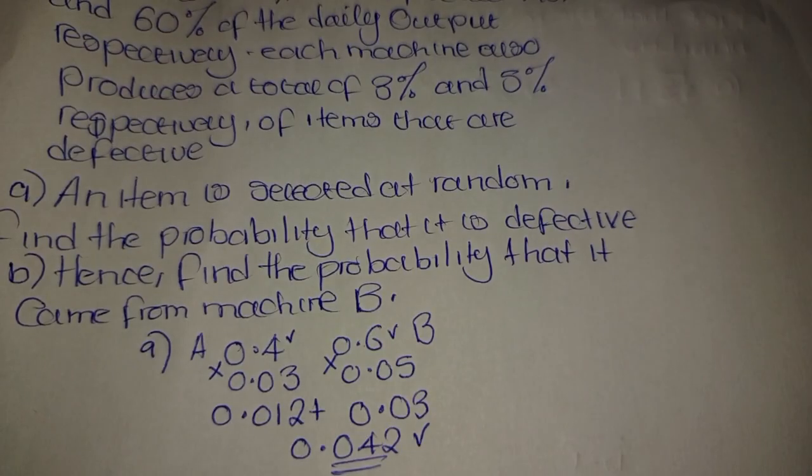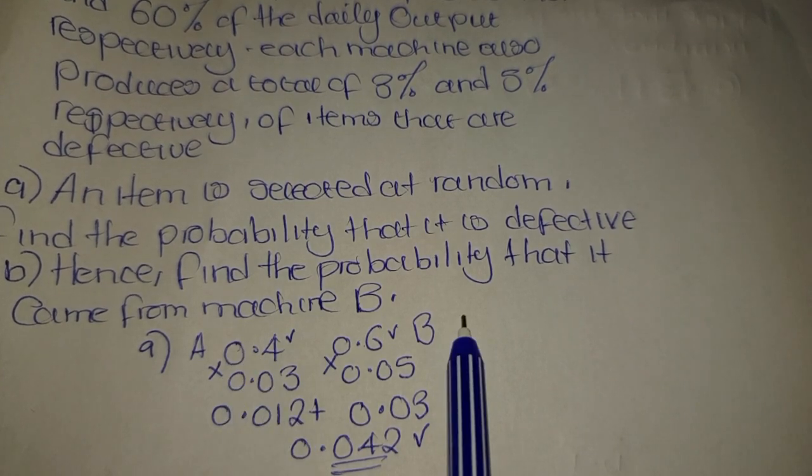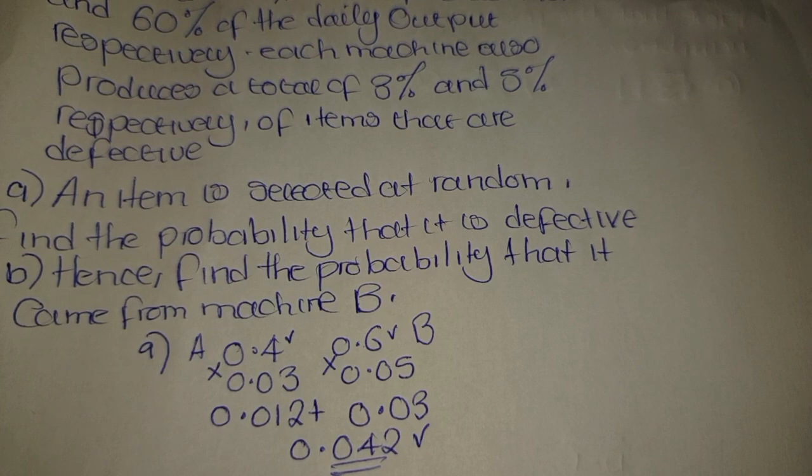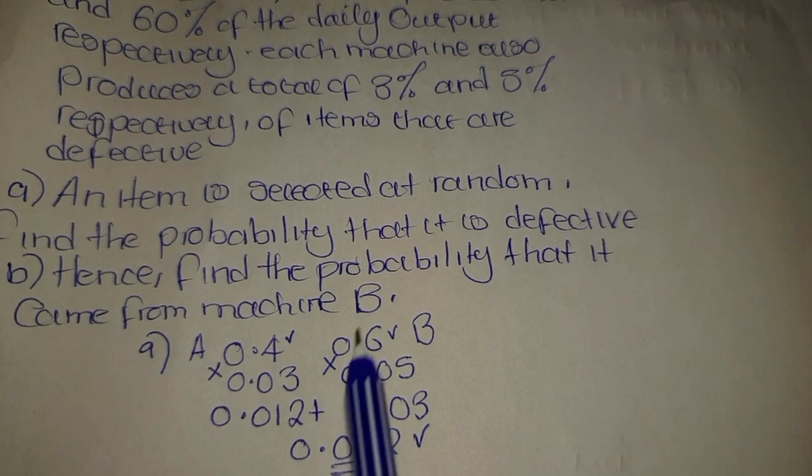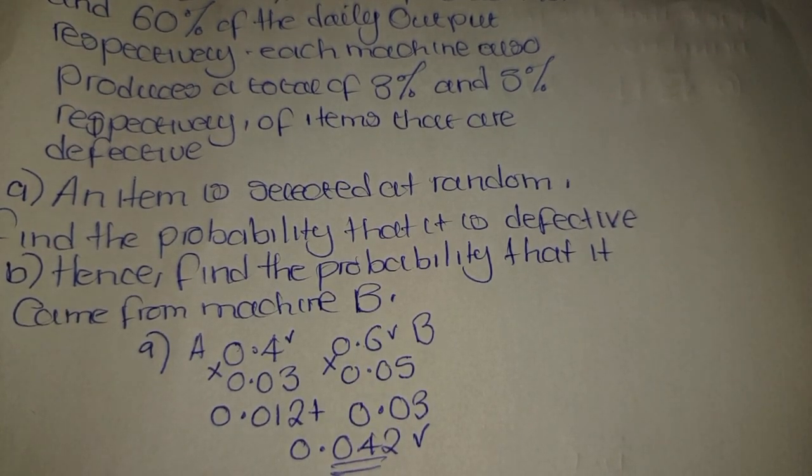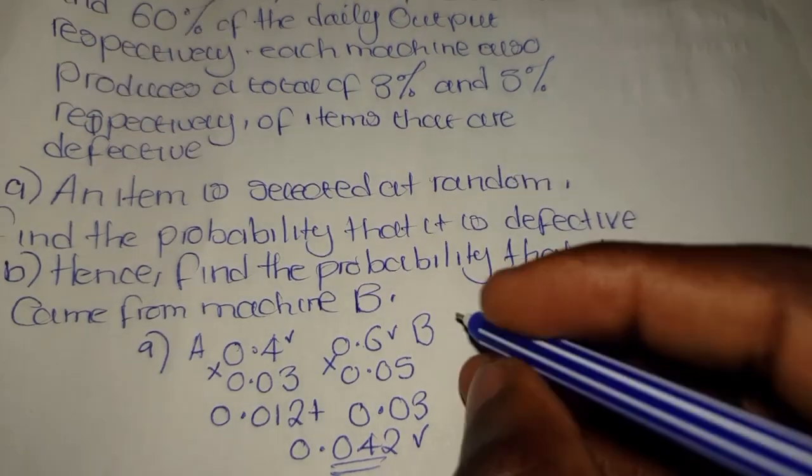Then they are telling you to say, hence, find the probability that it came from machine B. So now this is where we bring in the idea of Bayes' theorem. Remember Bayes' theorem? You first look at a prior event before you look at a posterior event. So for us, these are the prior events A and B. So for you to get the probability that the machine came from B, you will say the daily output of B multiplied by the defective divided by the total.